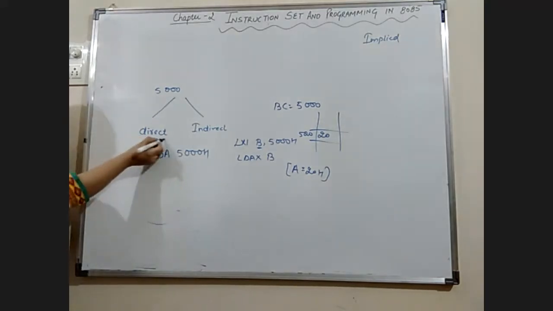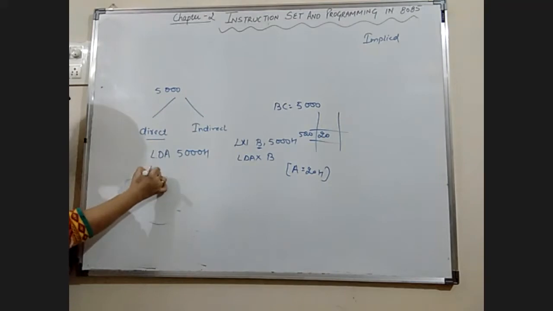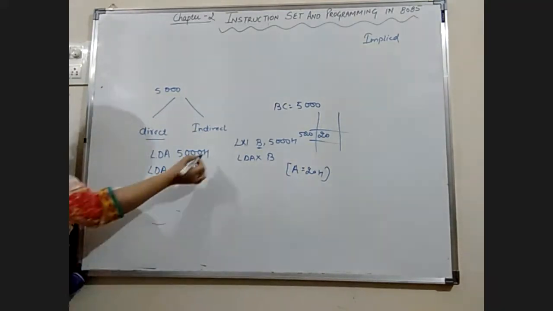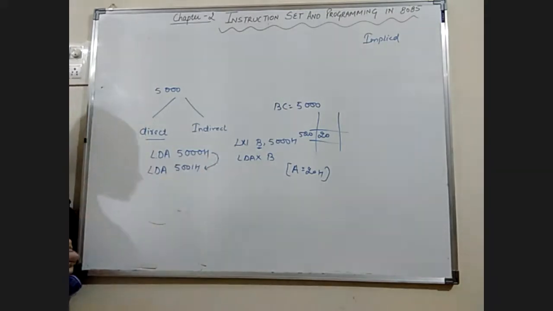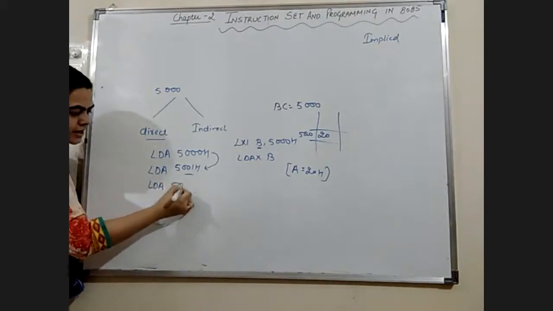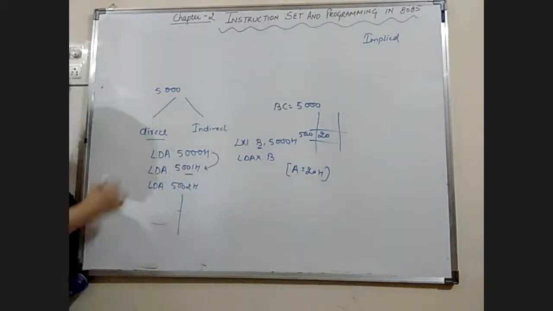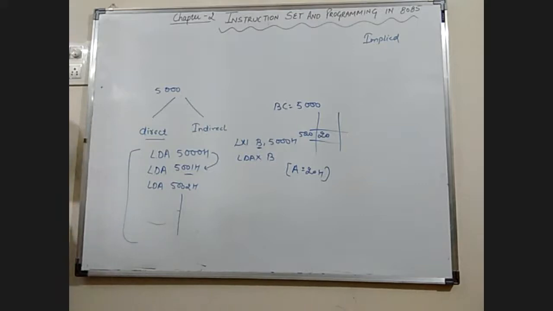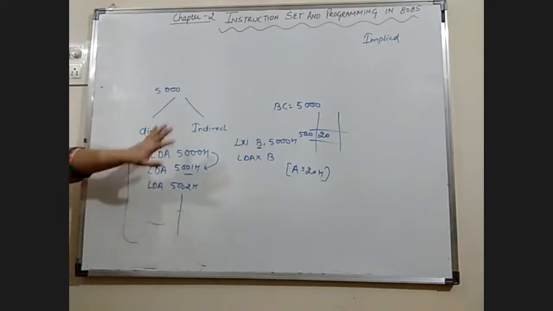So if we are using the direct addressing mode, then again we have to write LDA 5001H. That means after this the next data will be loaded into the accumulator. Next data will be here, and the next data is like this. Then we have to write up to 100 locations, so that means 100 instructions we have to write if we want to load the data in these 100 locations.